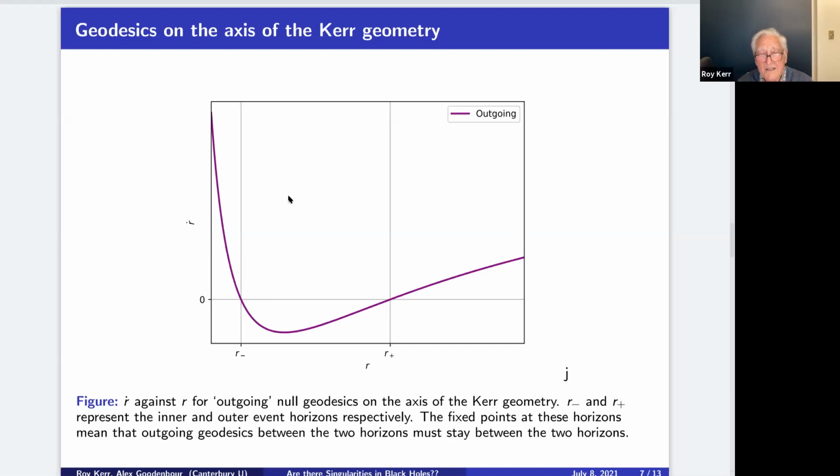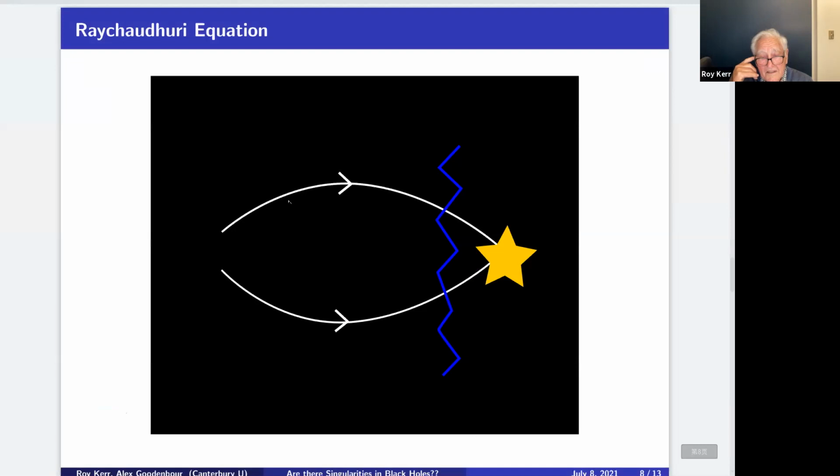Can I have the next slide, please? Raychaudhuri's equation is what was being used by many people to prove there are singularities in various places. Raychaudhuri's equation says that eventually, if you've got congruences with certain properties, the light rays will meet again at a singularity.